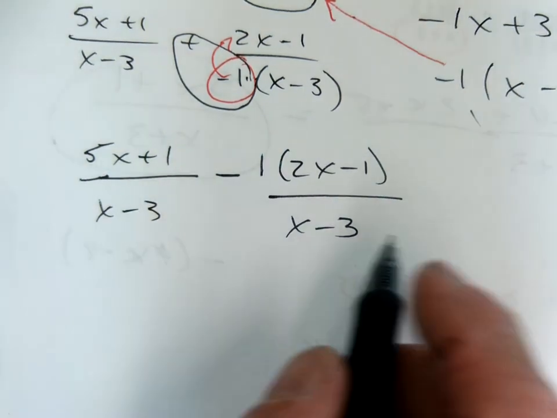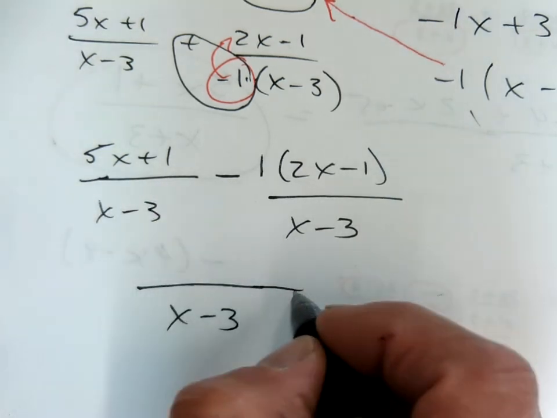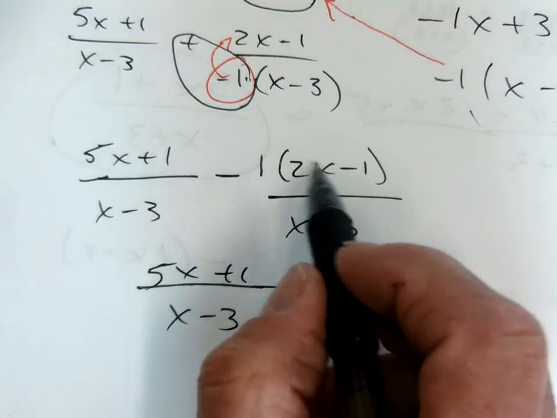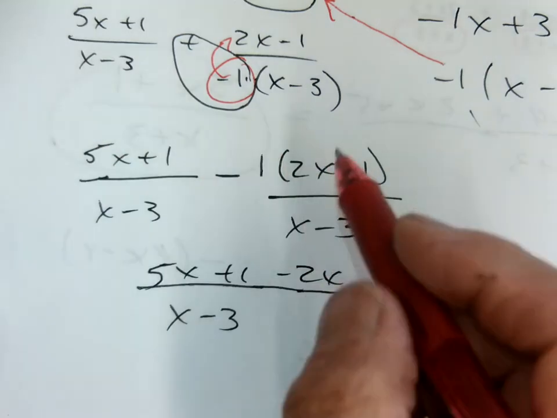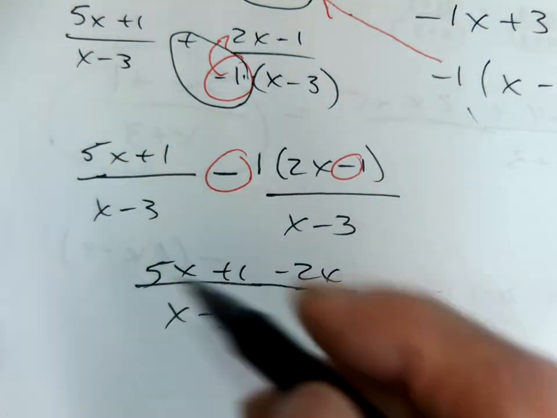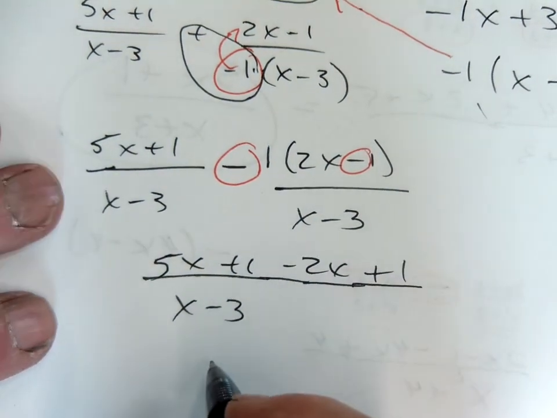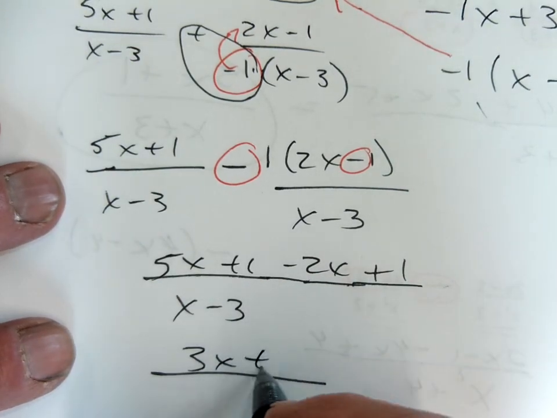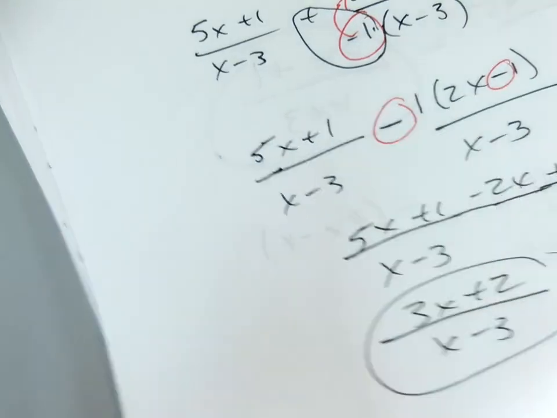Now what? Well, I have a common denominator, x minus 3. On my numerator, I have 5x plus 1, and I've got to be careful. I'm going to subtract 2x, and I've got a double negative. I'm going to make sure I subtract a negative 1, which is to add 1. Okay, I'm almost there. Getting close to having this one done. So on the numerator, I'll have 3x plus 2 over x minus 3. Does not reduce, does not factor, so that's all I have.